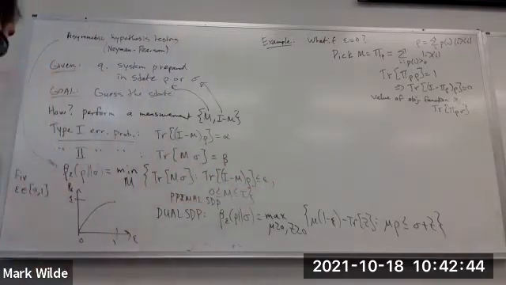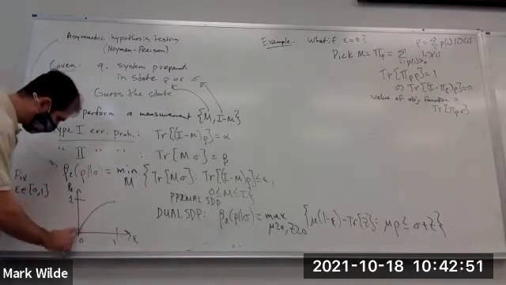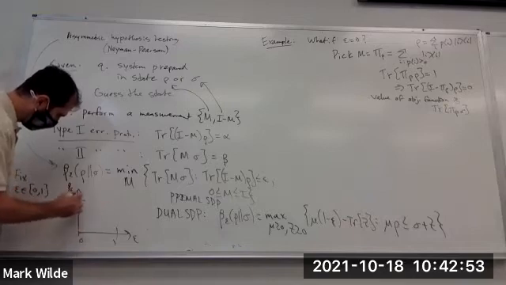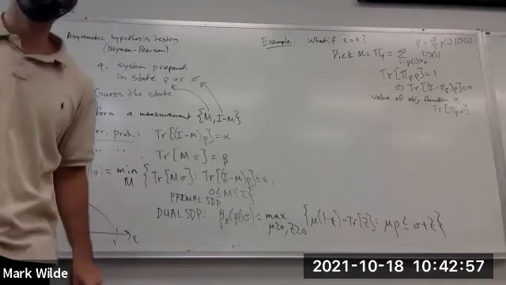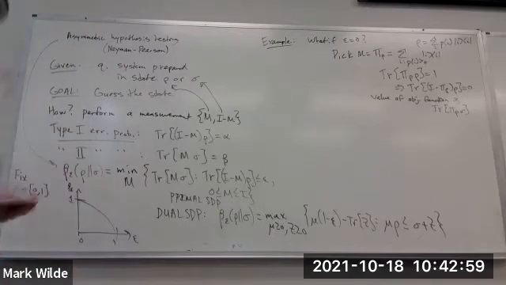There's a trade-off. Oh, I see. My plot is wrong. That's what you're saying. It should be like this. Thank you. That was your underlying message. All right. Good.